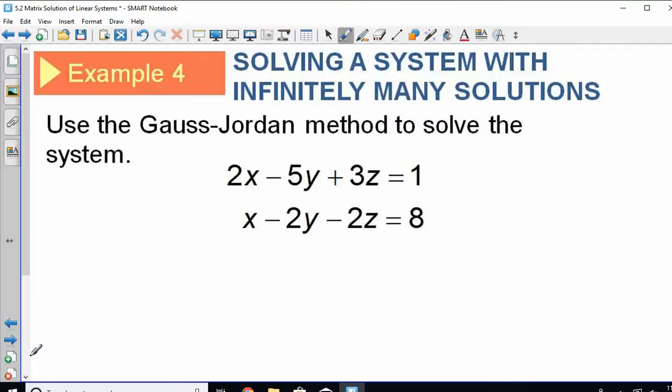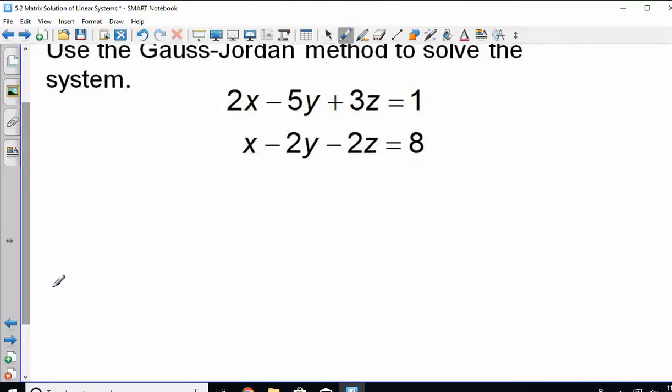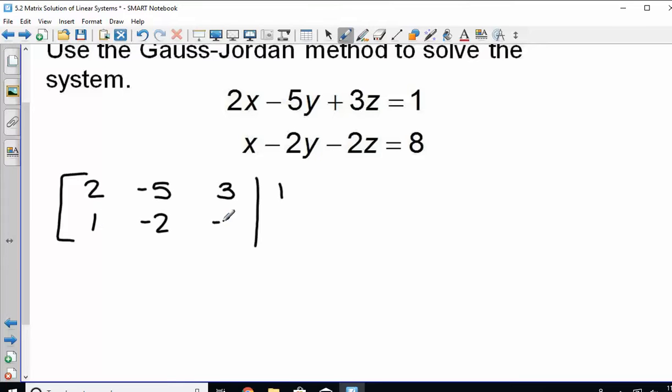Okay. Do you notice anything odd about this one? I have 3 variables and only 2 equations. So let's see what happens. So my x is 2, y is -5, z is 3, equals 1. 1, -2, -2 equals 8.